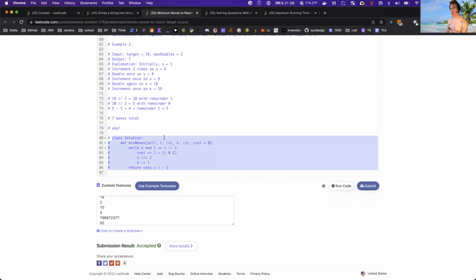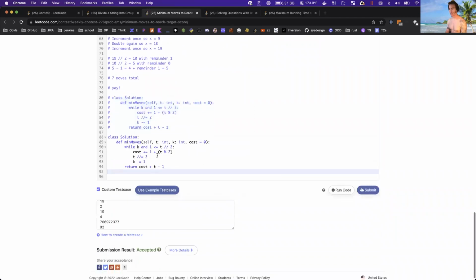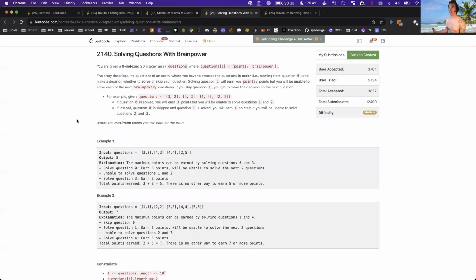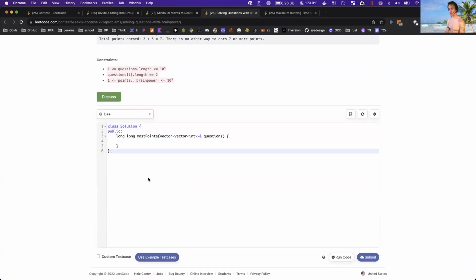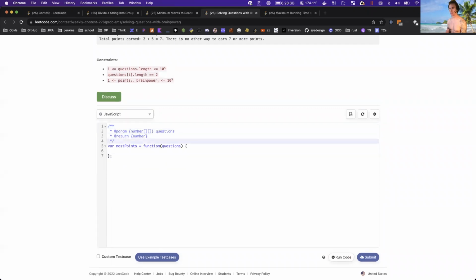Anyhow, do you want to optimize this? Maybe. This is a logarithmic function. Well, whatever. I'll come back to it later. Solving questions of brain power. Okay. Check the start. Okay, so I worked in C++, Python 3. Let's do JavaScript next. Okay, start at 8:33. Let's see what happens.